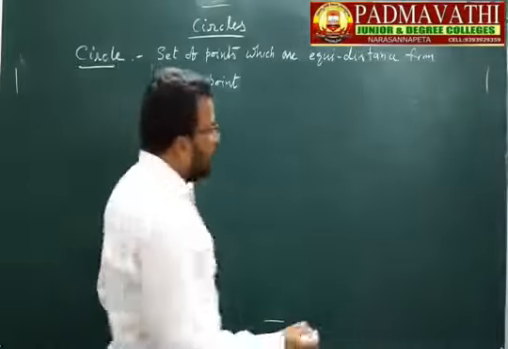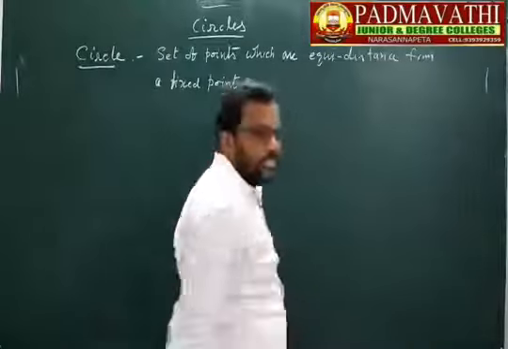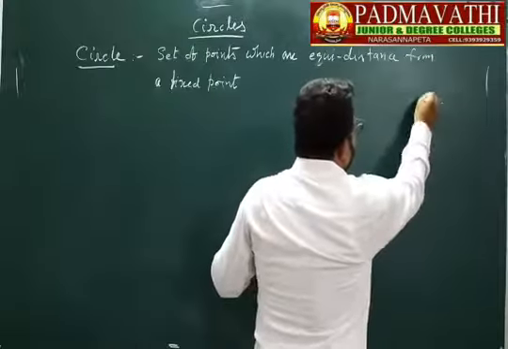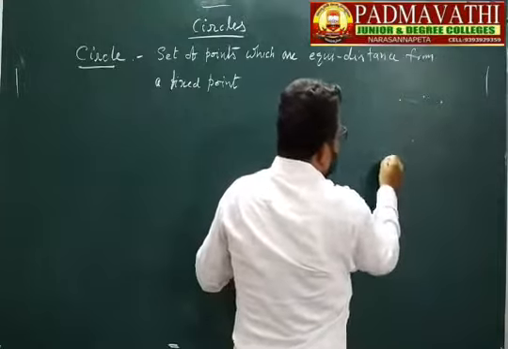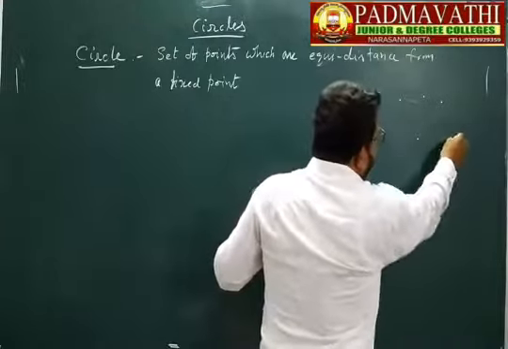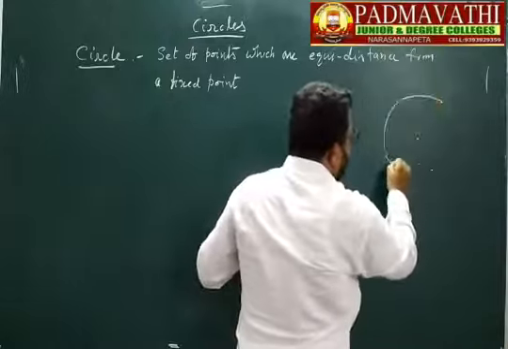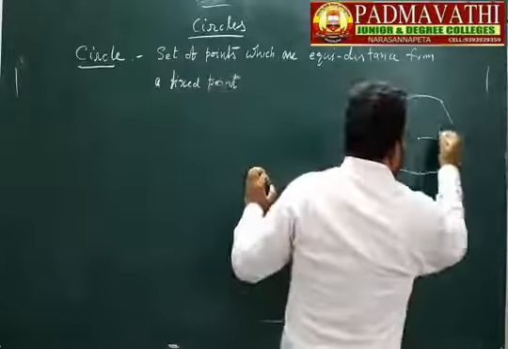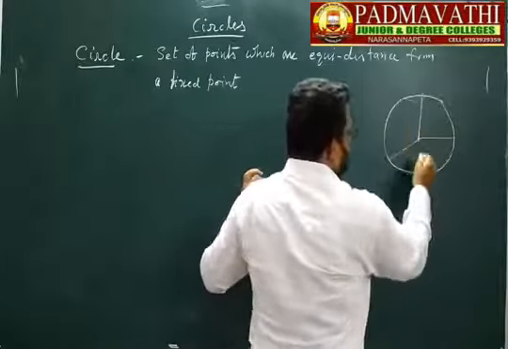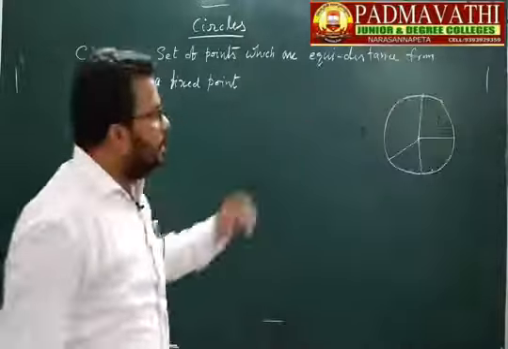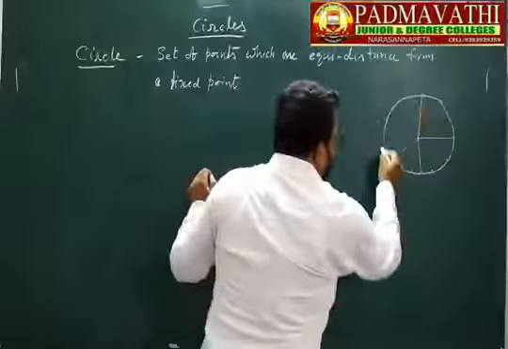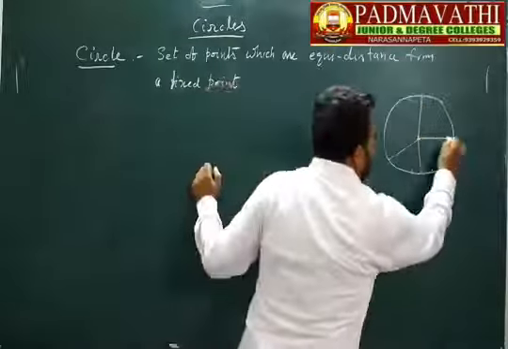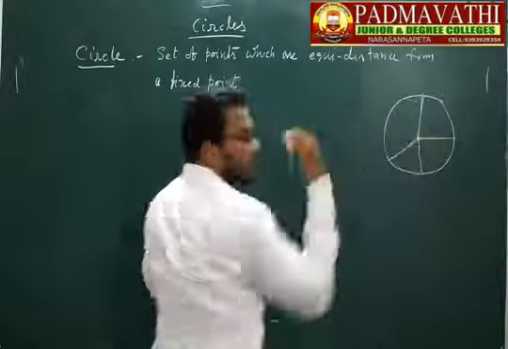That is, we have to take a fixed point here. This is the fixed point, and these are the points which are equidistant from this fixed point. This is also called locus of a point. This distance is same, this distance is same, this distance is same, this distance is also same. This is called circle. That is set of points which are equidistant from the fixed point.